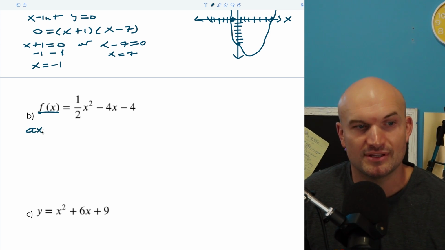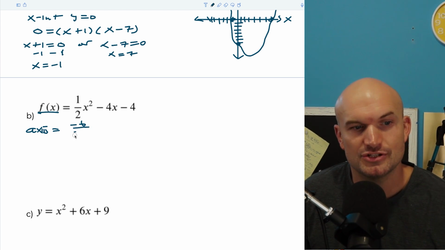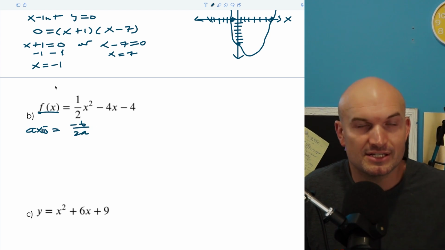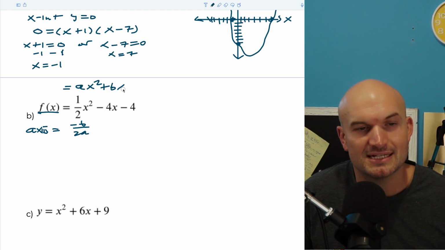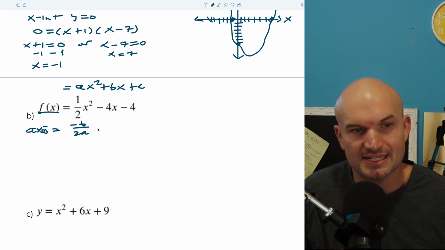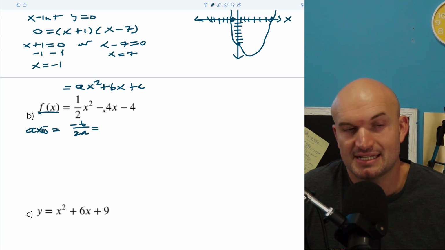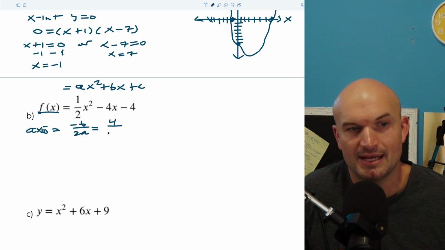So the main thing you want to do in this case is be able to find the axis of symmetry. Okay, so the axis of symmetry is going to be opposite of b divided by 2 times a. Again, this is going off of the standard form of the quadratic, which is ax squared plus bx plus c. So in this case, we say opposite of b. So b in this case is negative 4. It's going to be a positive 4 divided by 2 times 1/2.